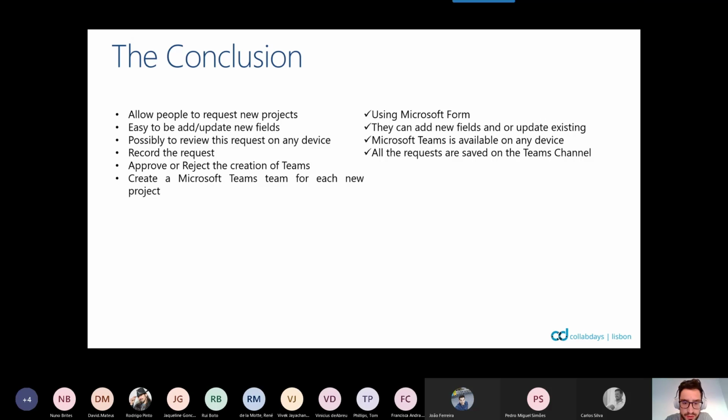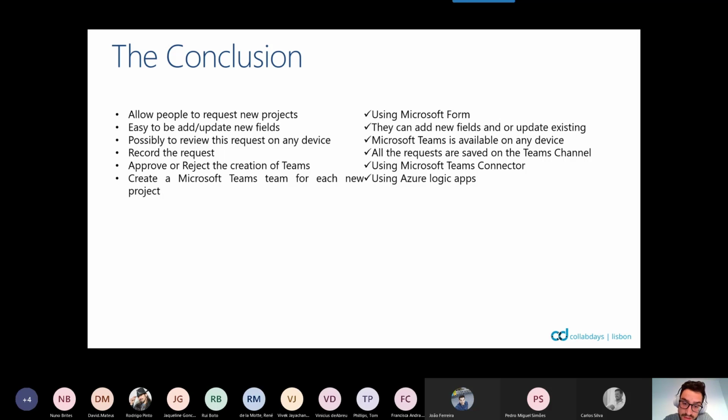Because we are using Microsoft Forms, all requests are going to be saved not only on channels but also on Microsoft Forms. So you can go there and check the different requests that have been made. You can approve or reject teams. You can make that little trick with the Teams creation, and we are using the Microsoft Teams connector to do that, and create a Teams for each new project.